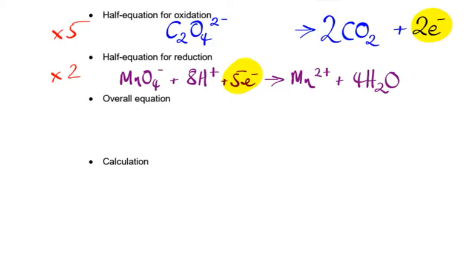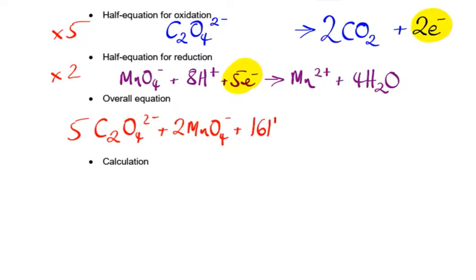So we want to multiply the ethanedioate through by 5 and the manganate through by 2. The electrons of course disappearing, so that's going to give us 10 carbon dioxides, and we'll have 2 Mn2+ and 8 waters.